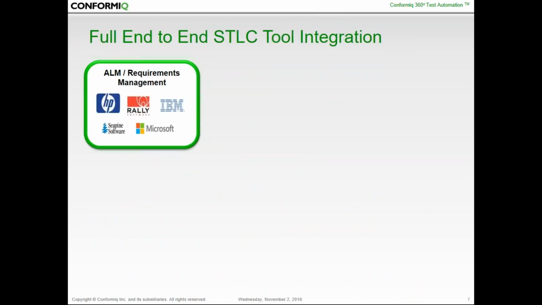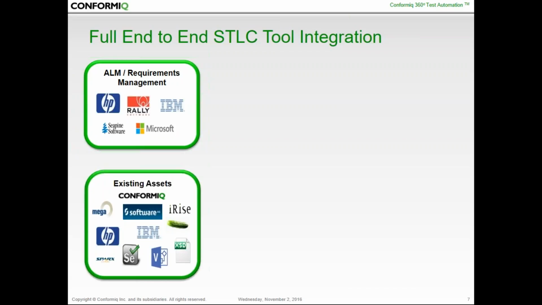Yeah, this is the full end-to-end STLC tool integration. Suppose I have requirements available in HPALM or Rally or IBM DOORS or any Microsoft products. You can import those requirements into Conformiq. Or if you have existing assets in the form of Gherkin feature files, iRise models, Visio files, WSDL files, or a Q2P object repository, Conformiq will import all those existing assets, analyze them, and by default give you the model.